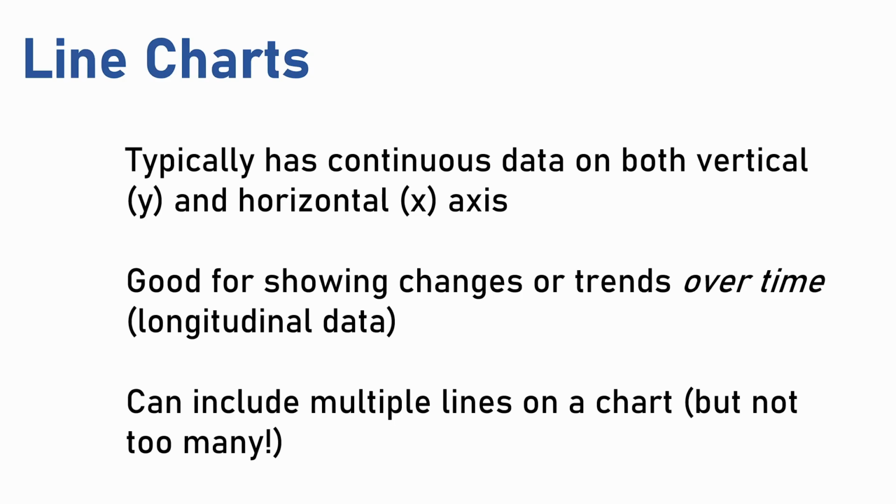Another chart type you might be familiar with is a line chart or a trend chart. These charts typically have continuous data on both the vertical and horizontal axes and are very often used to show change over time. So the x-axis would have some sort of measure of time, like days, months, years. You can also display multiple trend lines on a single chart, which can help compare different categories over time.